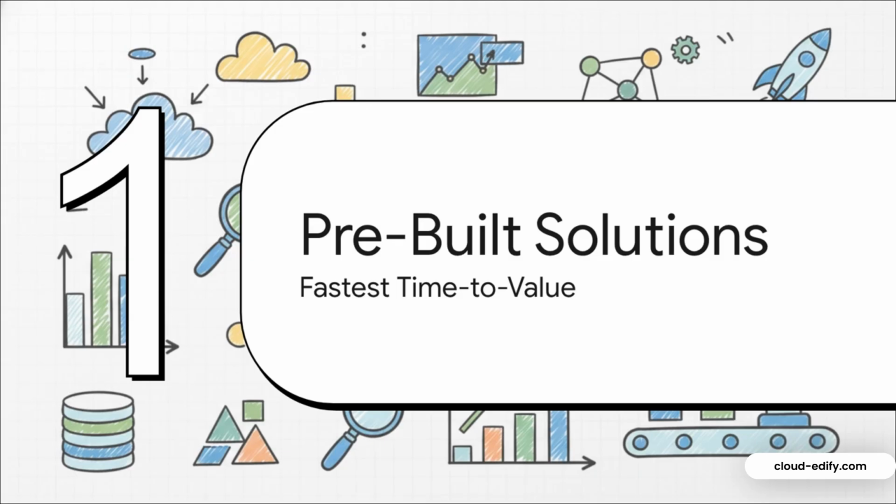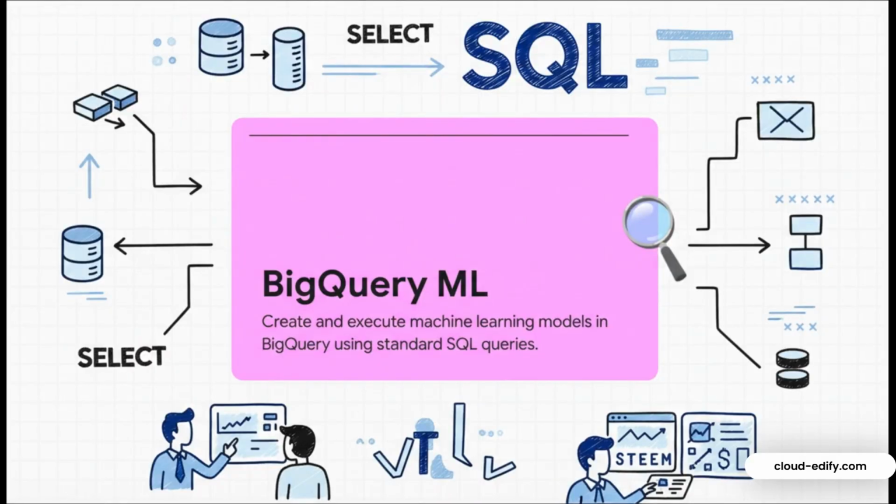Let's start on the left side of our map, the pre-built solutions that are all about getting you the fastest possible results. First up is BigQuery ML, and the magic word here is SQL. Now this is huge because it means your data analysts, the people who already know your data inside and out, can build machine learning models without having to learn a brand new programming language. They can start today with the skills they already have.